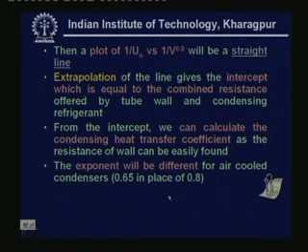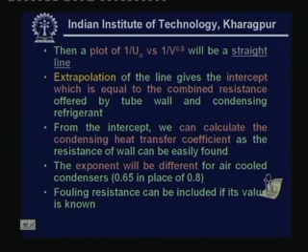The exponent will be different for air cooled condensers. That means for an air cooled condenser, it can be done with air or water or any other fluid, you have to use 0.65 in place of 0.8. Fouling resistance can be included if its value is known. So this is a very useful concept, and it is normally used for obtaining the condensing heat transfer coefficients, etc.